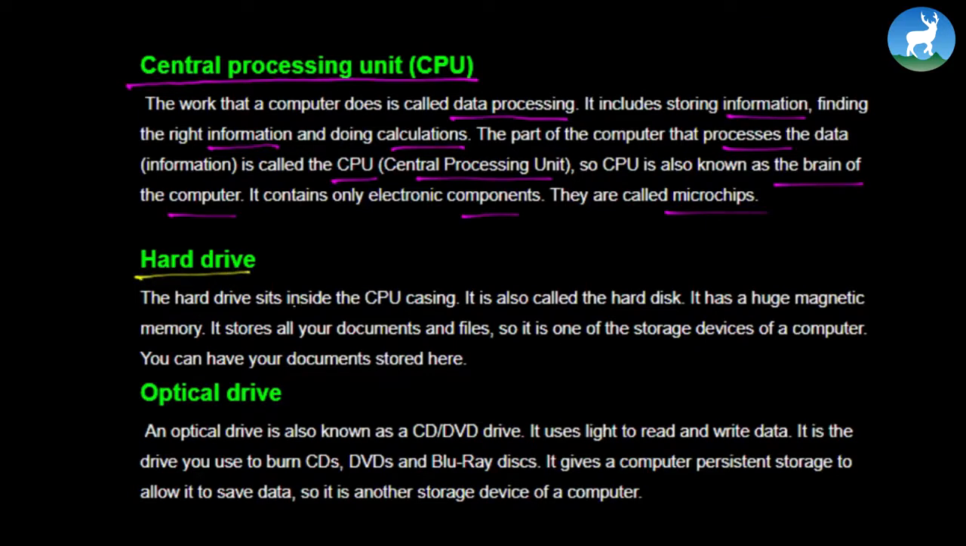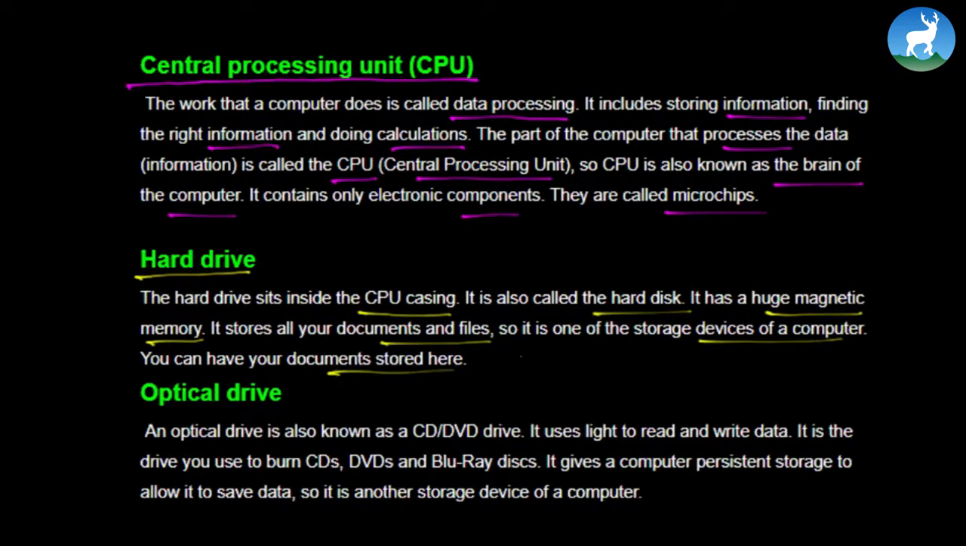Hard drive. The hard drive sits inside the CPU casing. It is also called the hard disk. It has a huge magnetic memory. It stores all your documents and files. So it is one of the storage devices of a computer. You can have your documents stored here.